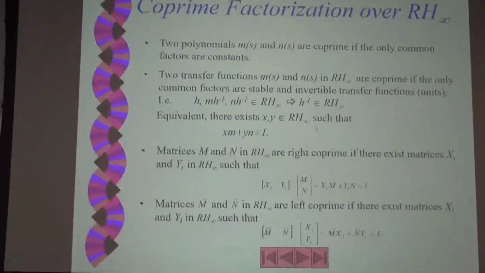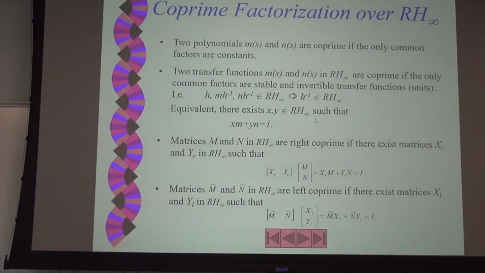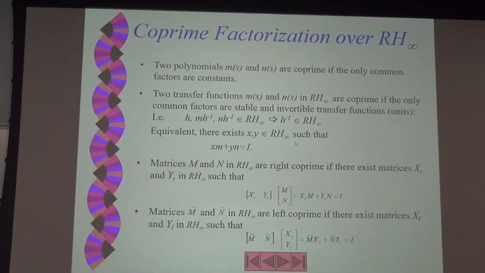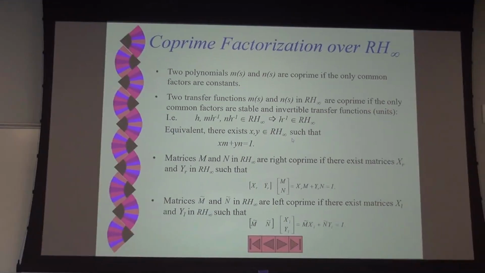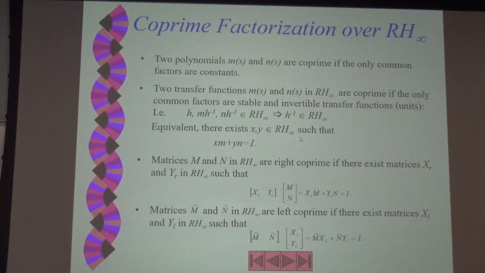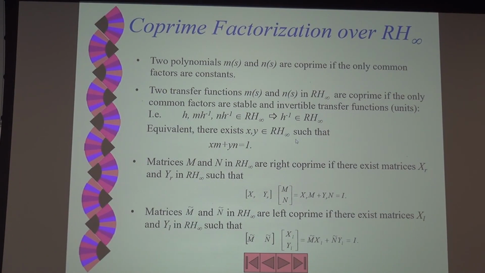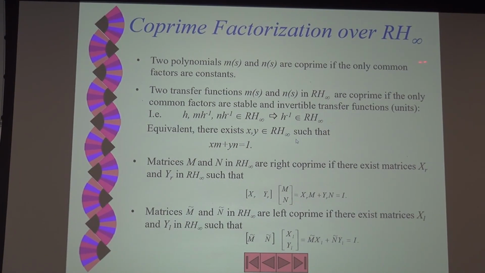It means all stable, proper, real transfer function matrices. Okay, matrices. So this is a matrix. So we're talking about two polynomials. Polynomials are coprime if the only common factors are just constants.